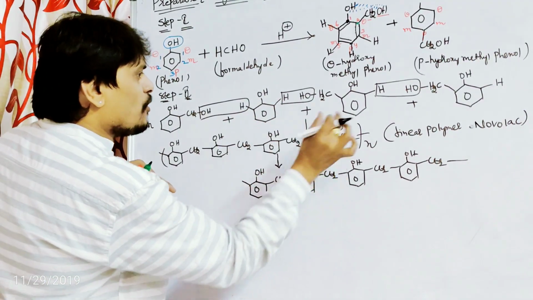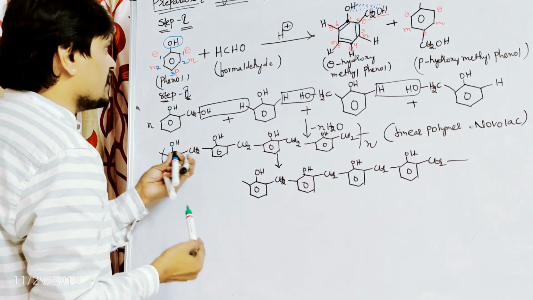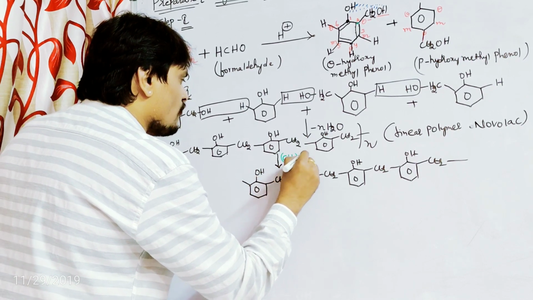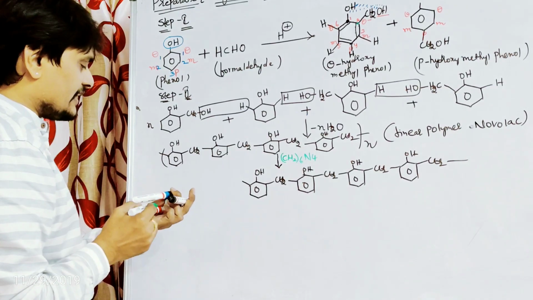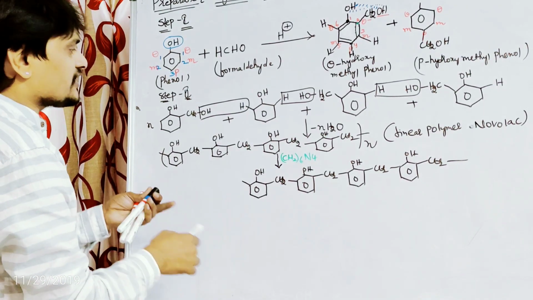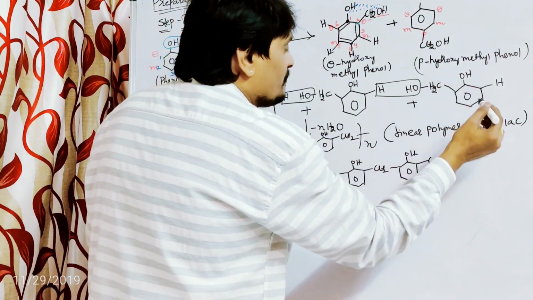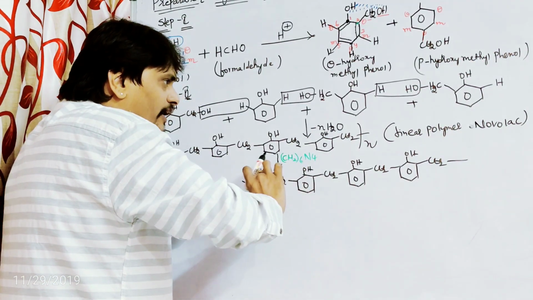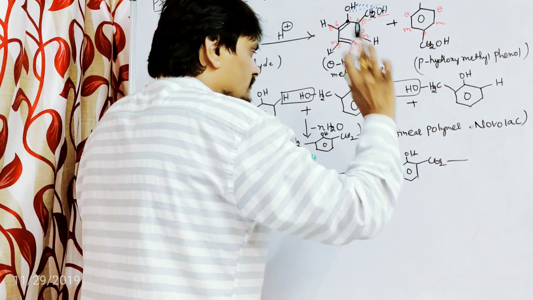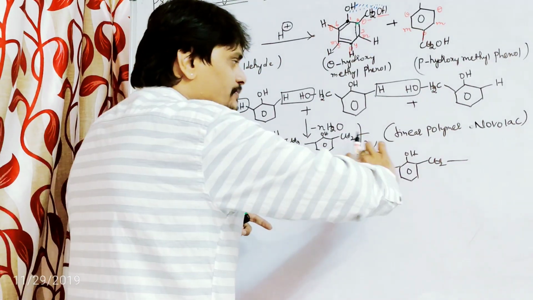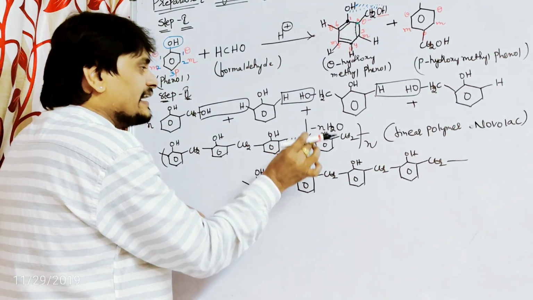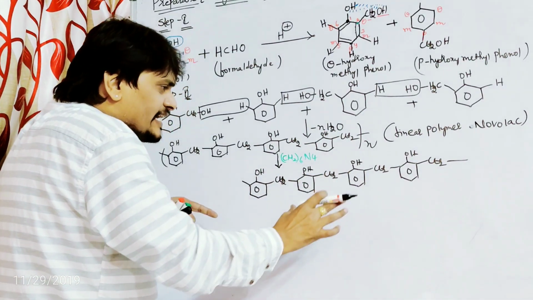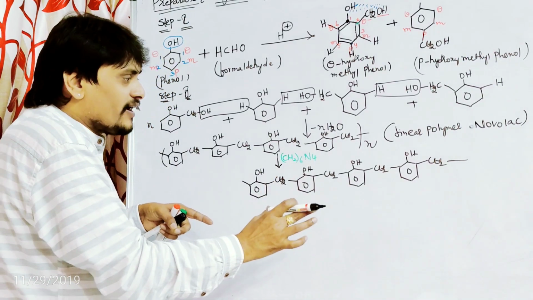So whenever this linear polymer novolac is treated with hexamethylene tetraamine, (CH2)6N4, then the following structure is resulted. That is, the linear polymer novolac will be converted into the cross-linked polymer bakelite. Now, in the similar fashion, so many linear polymers are going to be formed.